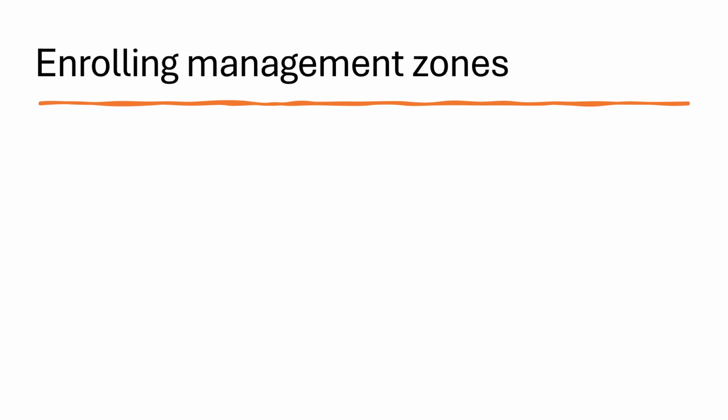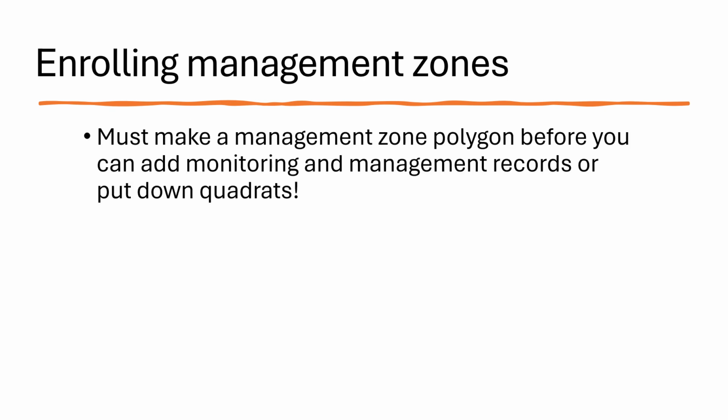Before we enroll a zone in the app, I want to go over a few things you should consider. All FrogBATT data collection revolves around the establishment of a management zone polygon in the app. Establishing the management zone must happen before any other data collection can occur. The management zone polygon will serve as the repository for your associated records, including your monitoring and management data. There are a few things to consider when deciding how big to make your management zone polygon or where to place it.